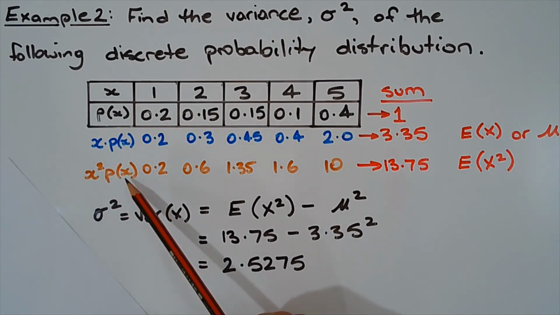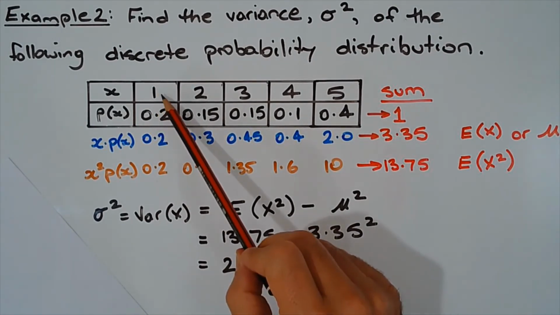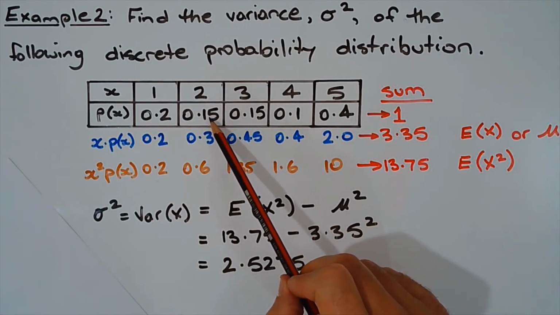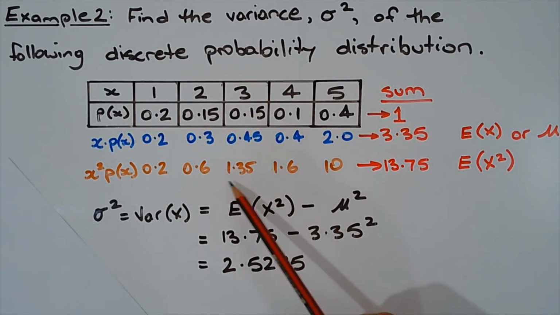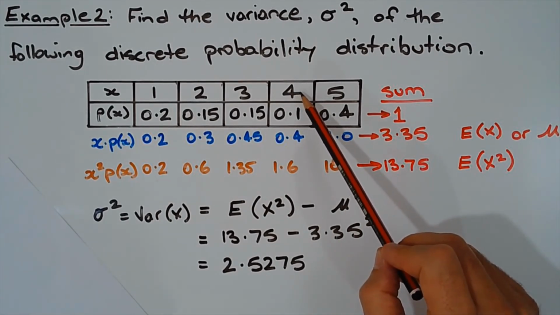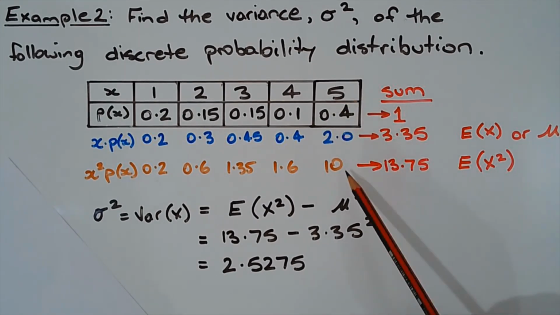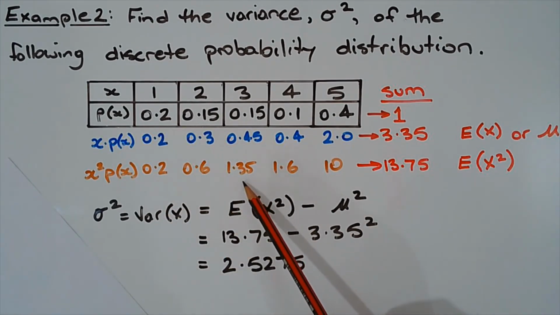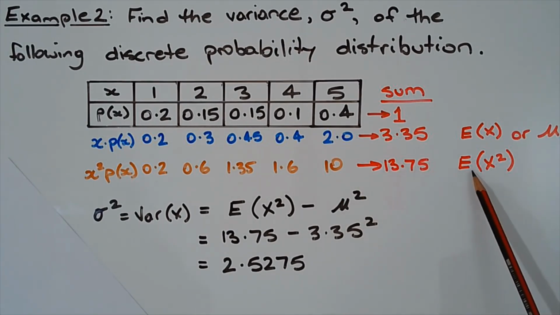So x squared px is found by taking the score, squaring it, and then multiplying it by the probability for that score. So 1 squared multiplied by 0.2 is 0.2. 2 squared multiplied by 0.15 is equal to 0.6. 3 squared, 9, multiplied by 0.15 is equal to 1.35. 4 squared, 16, multiplied by 0.1 is 1.6. And 5 squared multiplied by 0.4 is equal to 10. So summing this row, 0.2 plus 0.6 plus 1.35 plus 1.6 plus 10 is equal to 13.75. And that corresponds to the expected value of x squared.